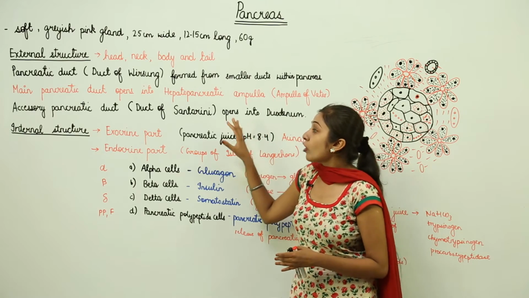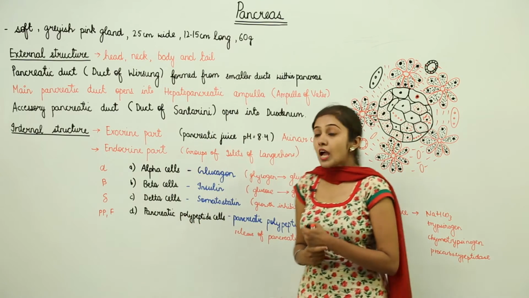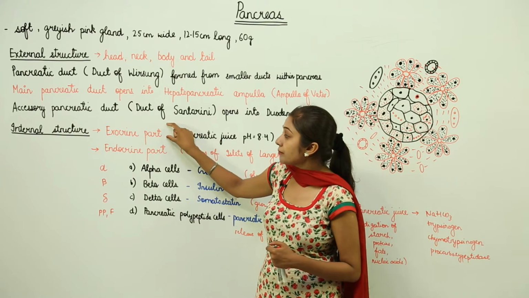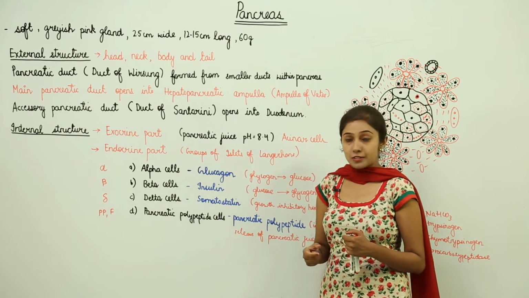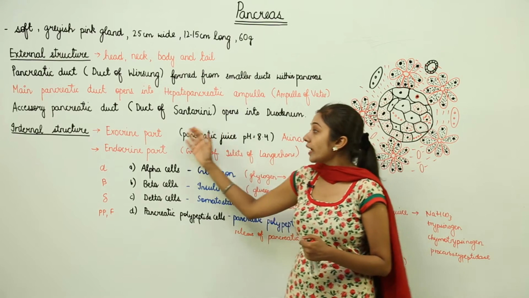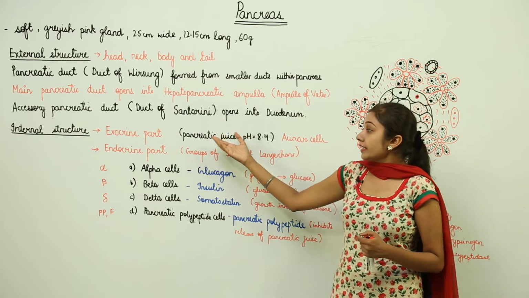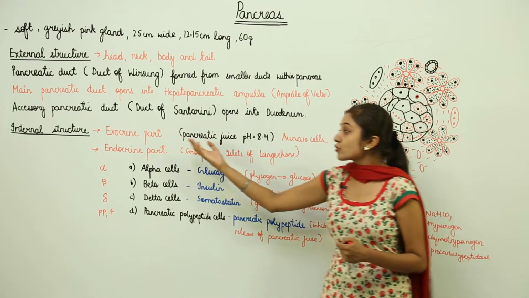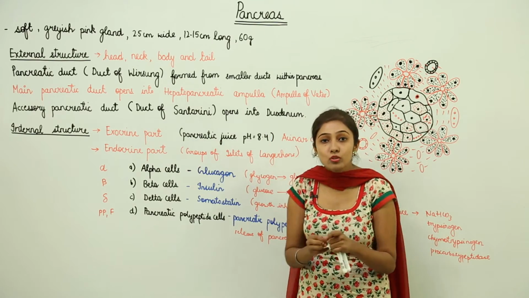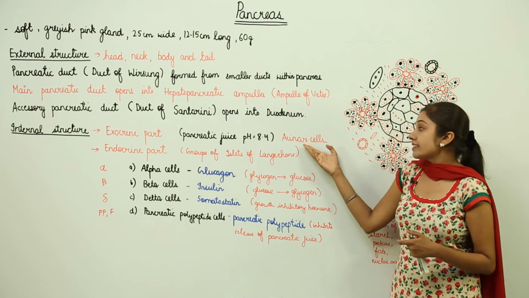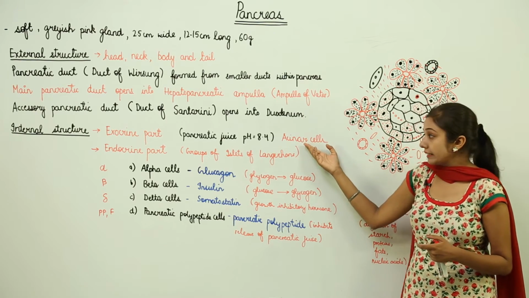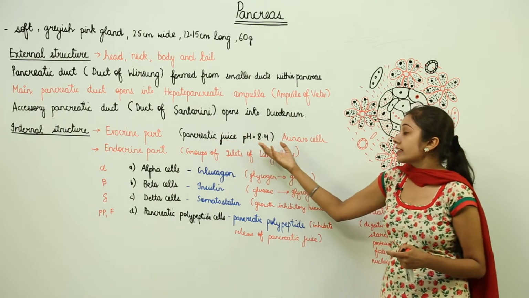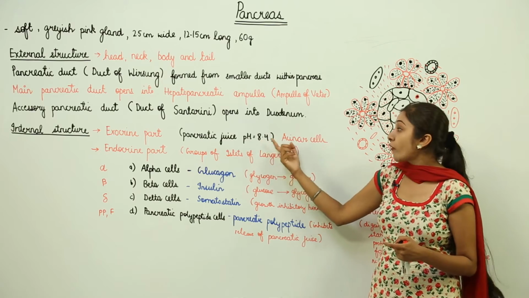Now moving on to the internal structure. We have divided the internal structure into two parts, that is the exocrine part and the endocrine part. When we talk about the exocrine part, this involves the acinar cells. The exocrine part consists of lobules, and we call these cells the acinar cells. They release the pancreatic juice that has a pH of around 8.4.